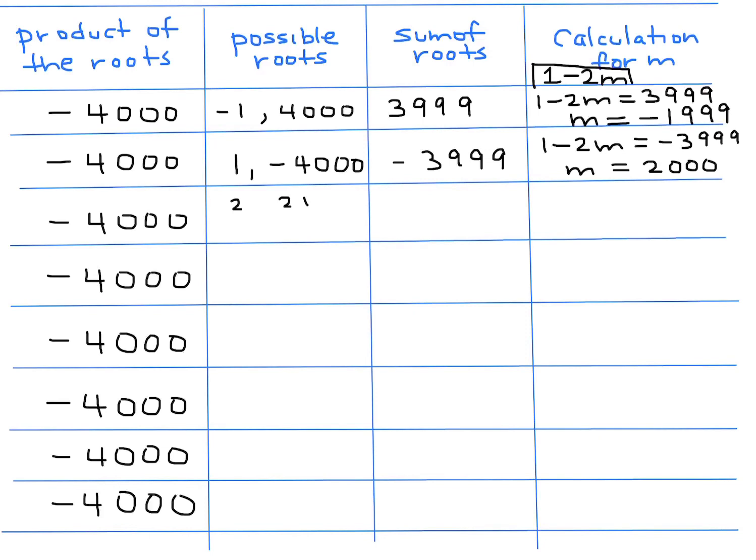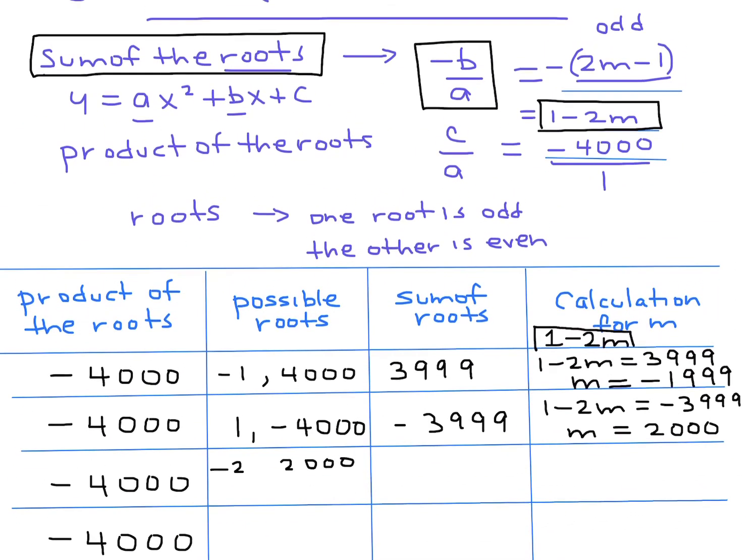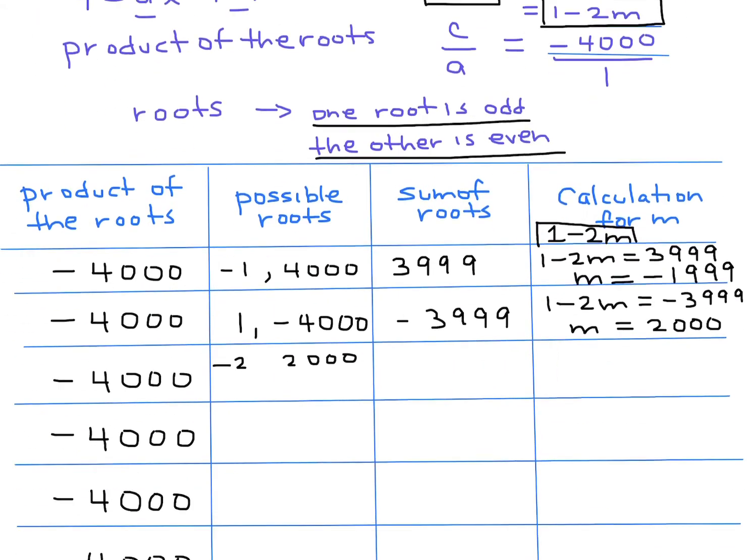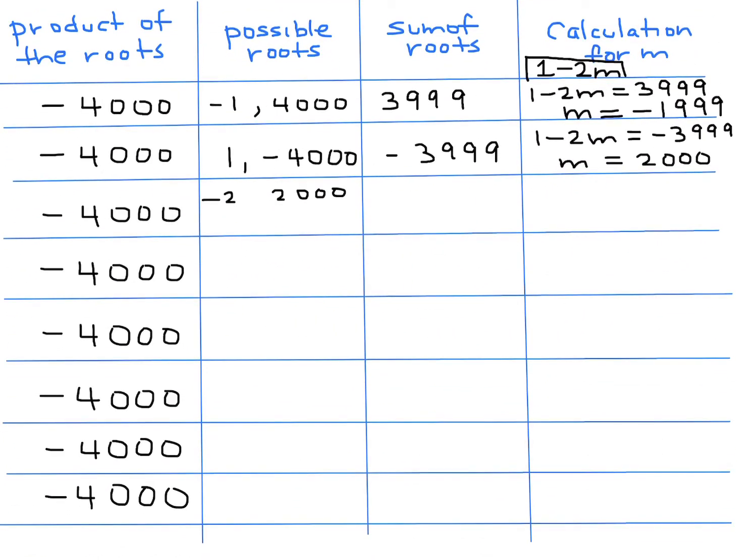How about 2 and 2,000? Like that. Tempting, but that's wrong. Why? Because, you remember, one root is odd, the other is even. We figured that out because the sum of the roots is odd. So, although this seems mathematically appropriate, it's incorrect. Can't have two numbers that are even. So let's keep going by being consistent with our requirements.